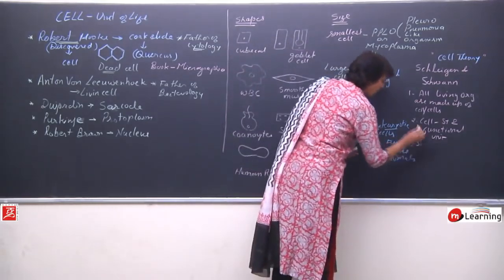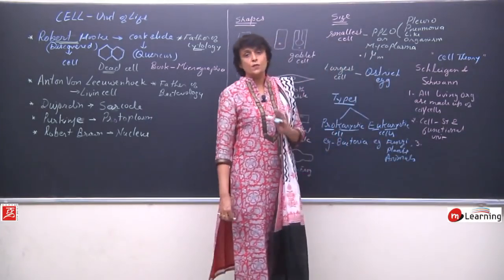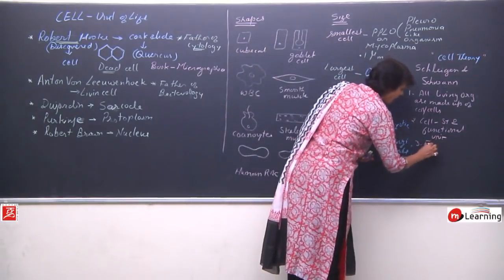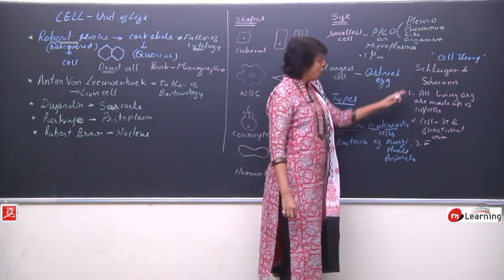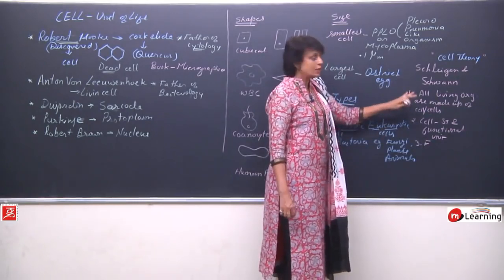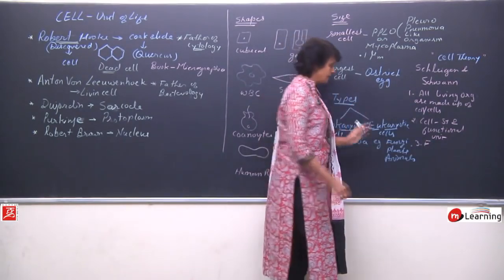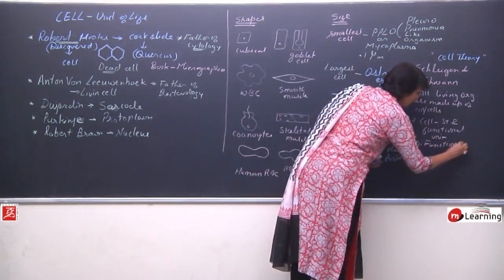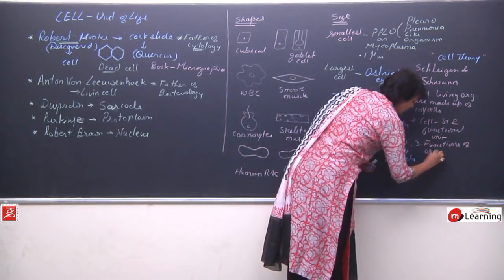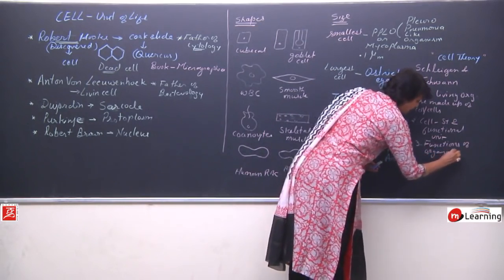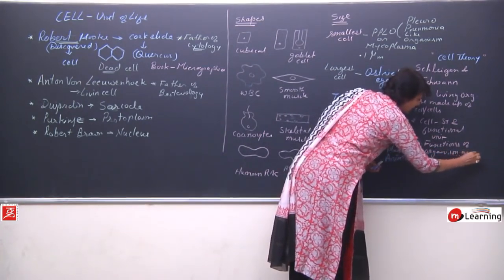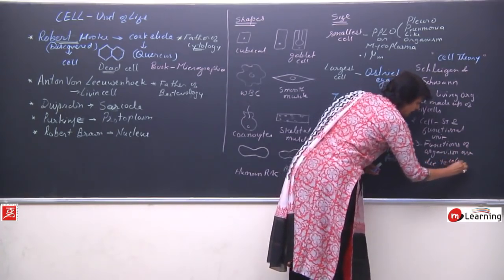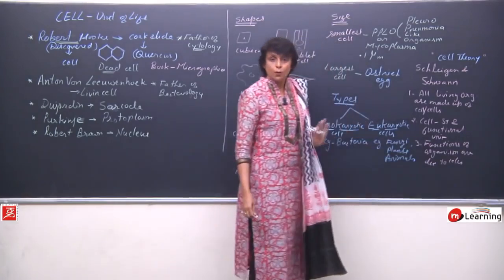The third point was that the functioning of an organism, whatever the organism's functions are, is the contribution of all the cells which make up the body of that organism. So, functions of an organism are due to the cells which the body is made up of.